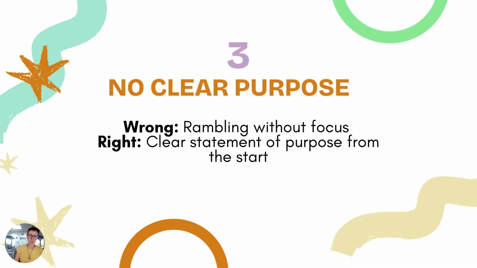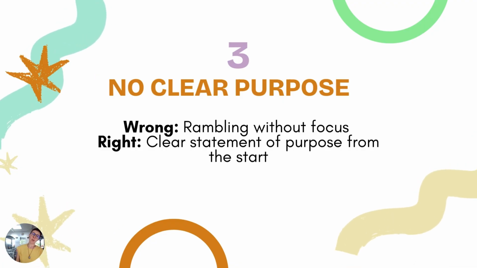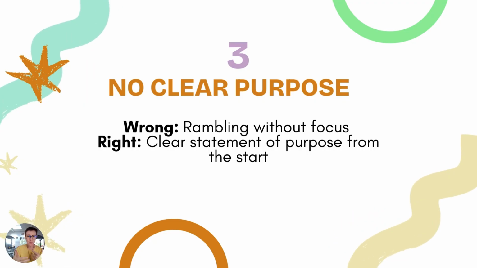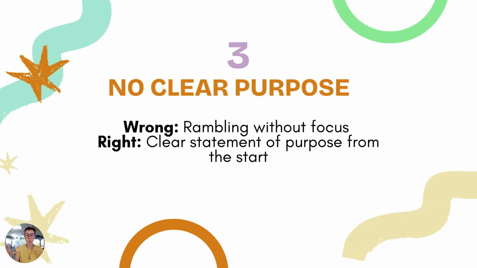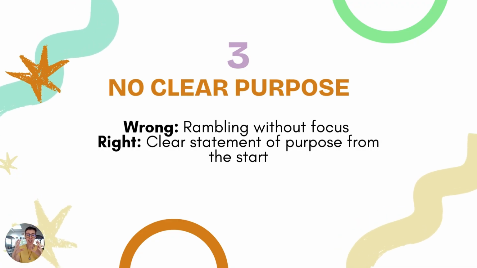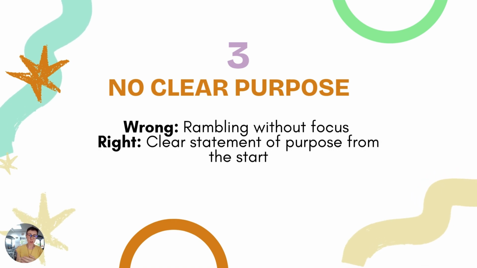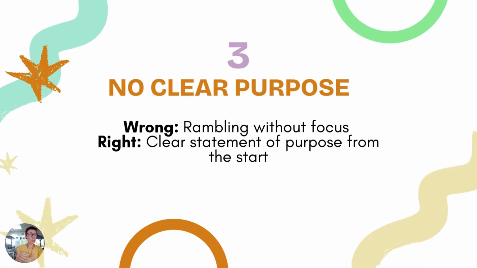The third and final mistake is no clear purpose. When you start writing and you ramble, that is when you just go on and on and on without any focus. Examiners don't like that. Like I said, they want to see your ideas very clearly organized. So if you follow this 4-paragraph structure, you will get it right because you'll have a clear statement of purpose from the start in your introduction.